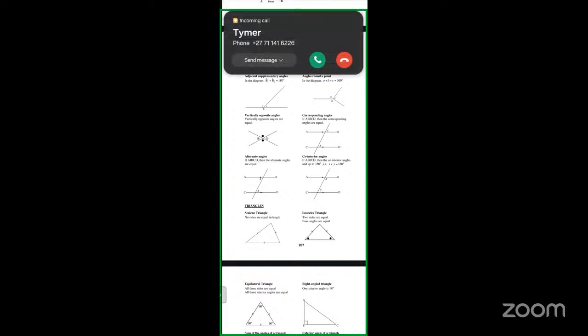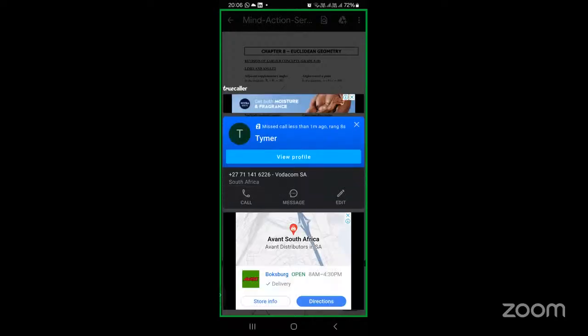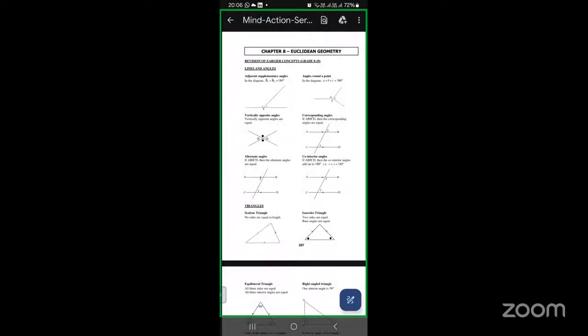Please note that for corresponding angles, alternate angles, and cointerior angles, you can't state those reasons if you don't have parallel lines. You can only state those corresponding angles, alternate angles, cointerior angles if you are given parallel lines. I'm sorry, I will just resume later. So I was saying to you, you can't reason if you don't have parallel lines.